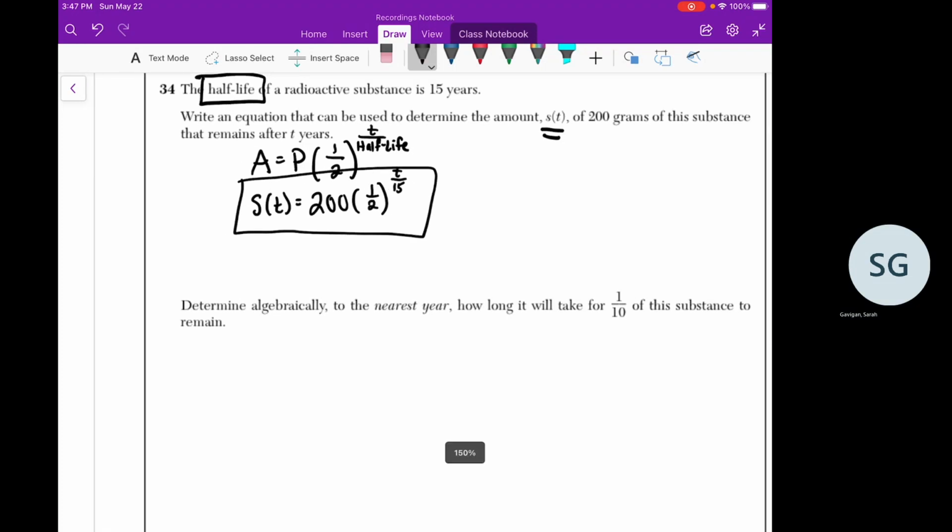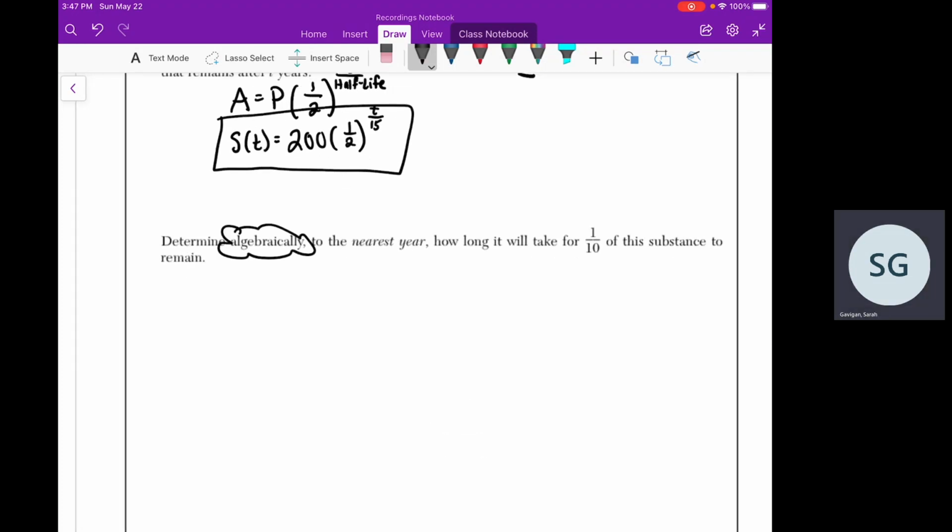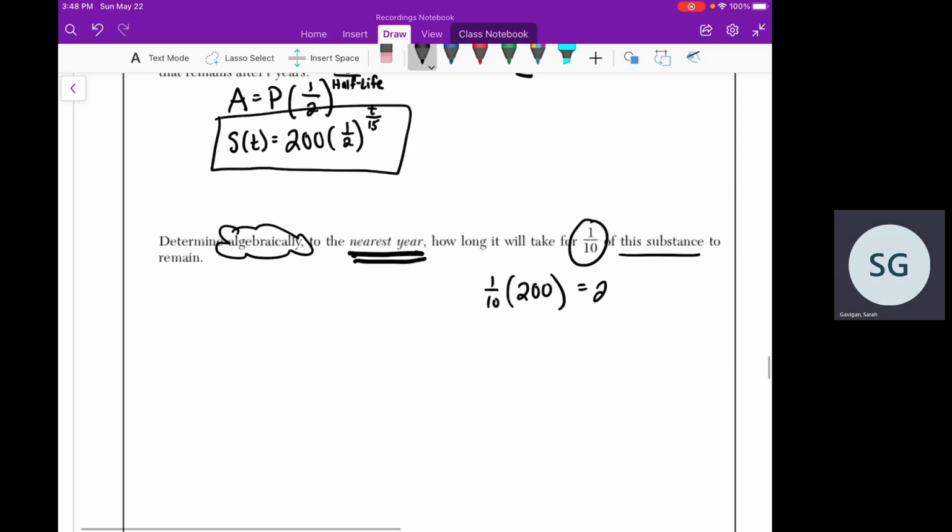Second part, determine algebraically. That means we can't do it graphically. We actually have to solve it to the nearest year. So we want to make sure we round it right at the end. How long it'll take for 1/10 of the substance to remain. If we start off with 200 grams, we want to know what 1/10 of 200 is. We want to know when we'll have 20 grams left over.